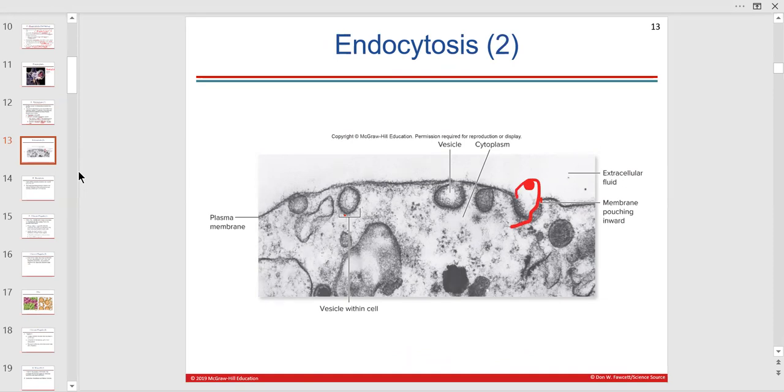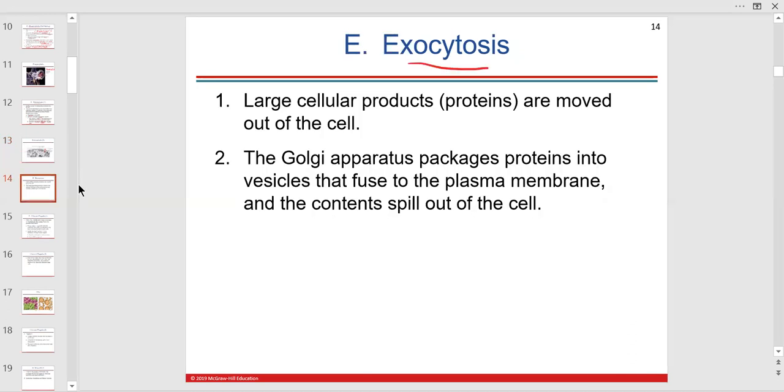So the vesicles within could have anything in them. They could have antigens in them. They could have neurotransmitters. It depends on what's going on and what time. Because we didn't talk about exocytosis. That's going to be a big one in this right here. It's going to be a big one when we do nervous system.